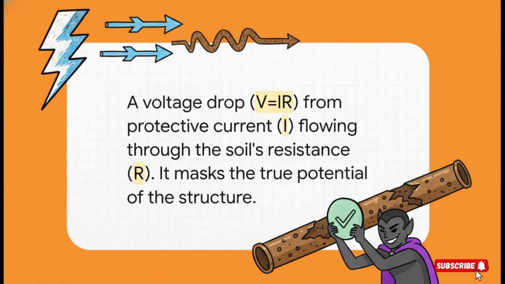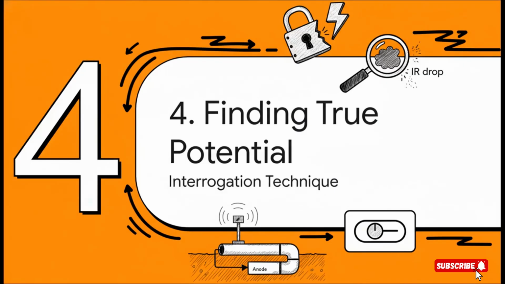So let's define it properly. The IR drop error comes straight out of Ohm's law. Voltage equals current times resistance, or V equals IR. It's a voltage drop, the V, that's caused by our protective current, the I, as it flows through the resistance of the soil, the R. This error gets baked right into our measurement, and it's a huge problem because it can completely mask the true condition of our structure. Okay, so we've identified our saboteur. Now, how do we beat it?